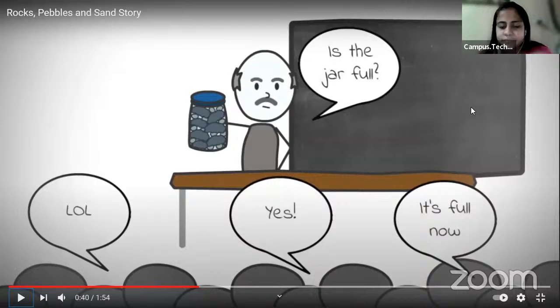What do you think? What should I do? Should I close the jar as there is no space left? See, when I put the rock into this and I just shake this thing, these small pebbles could manage to find space in between the rocks. Same way, can I?